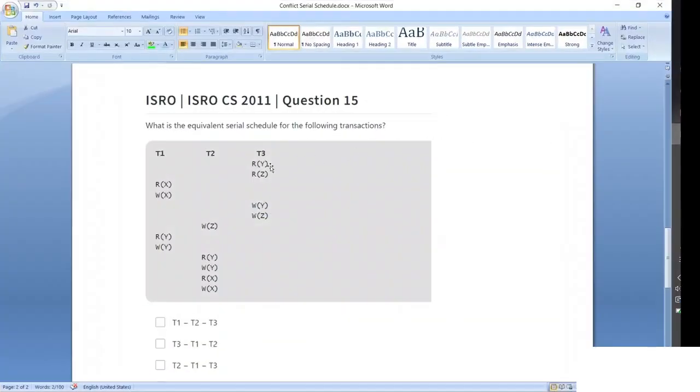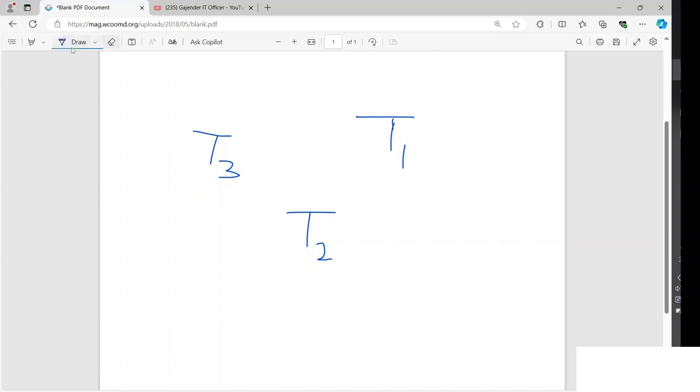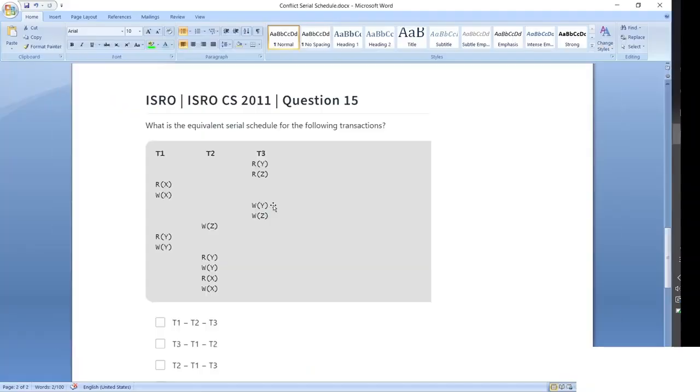Okay. Now it is doing the read on Y. Check any write on Y by T1 or T2. Write Y, no. Write Y, no. Yes, I got write Y. So from T3 to T2 we will make an arrow. T3 to T2, I will draw an arrow. T3 to T2. So this arrow I have drawn.